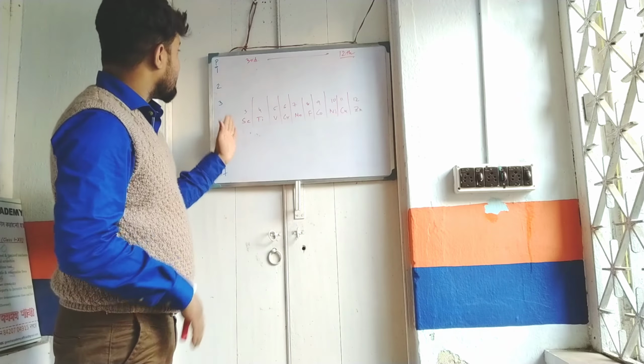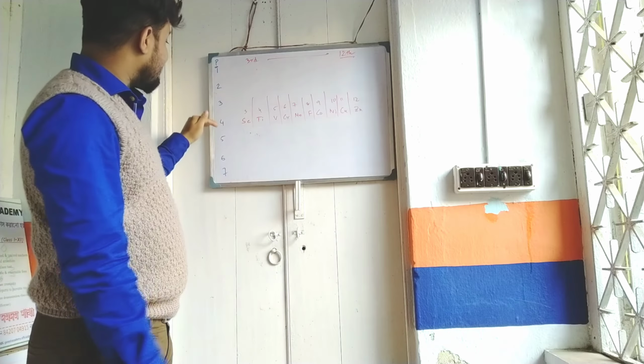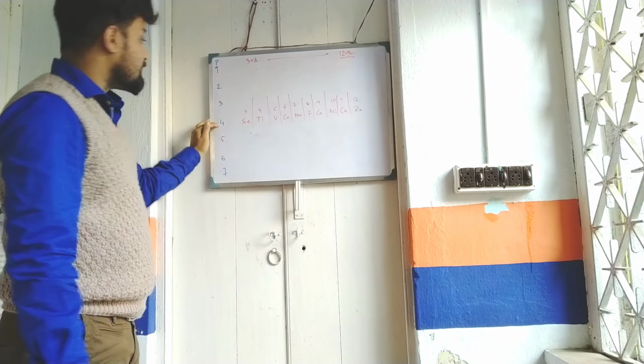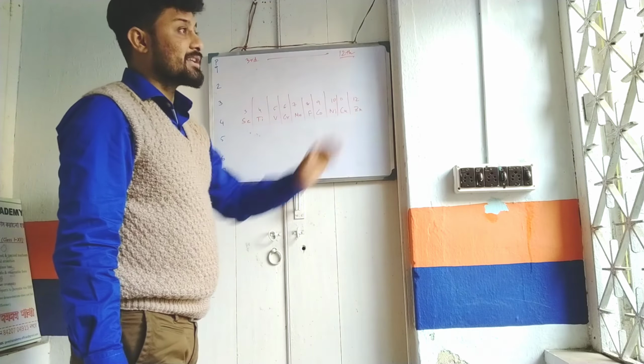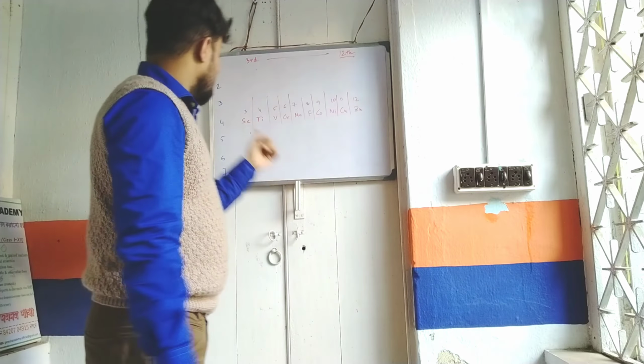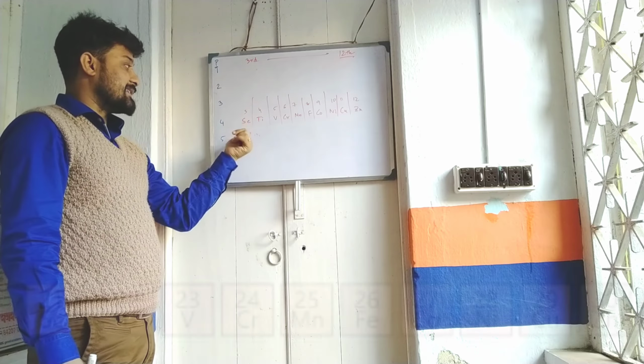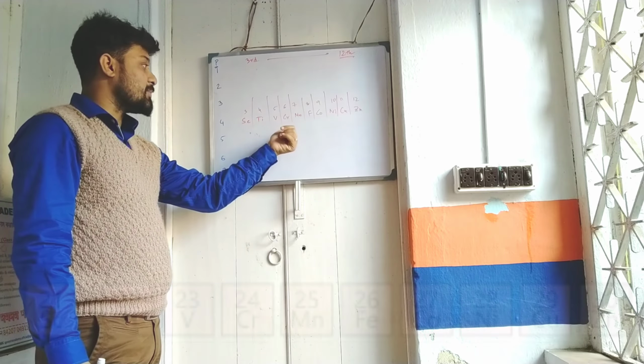Now we are here for the transition elements. From group 3rd to 12th, at period 4, we have 10 transition elements. If we're starting from the 3rd one: scandium, titanium, vanadium, chromium, manganese, iron, cobalt, nickel, copper and zinc. Now how to remember this?